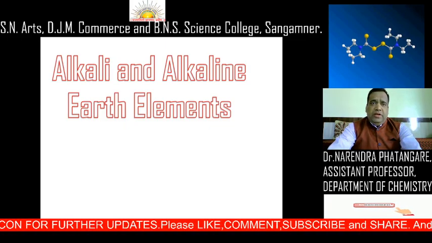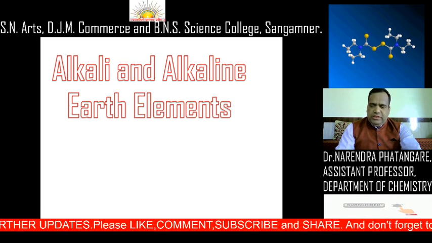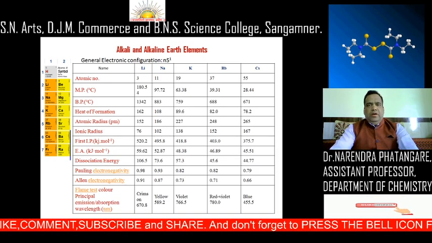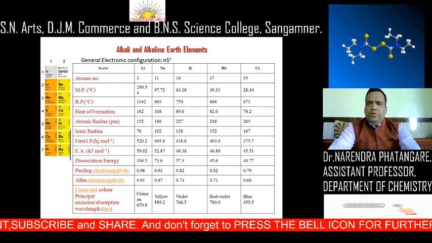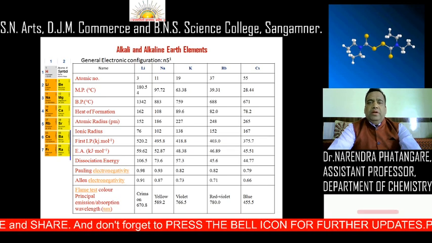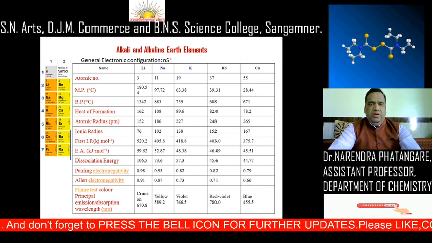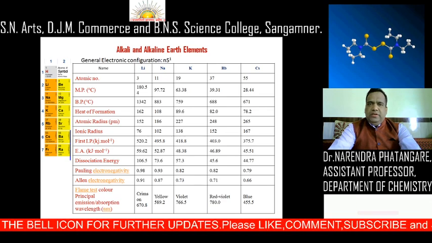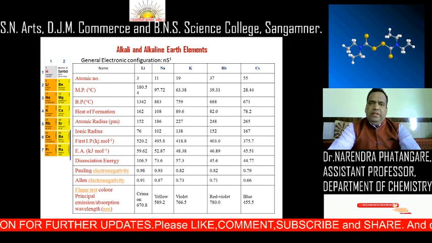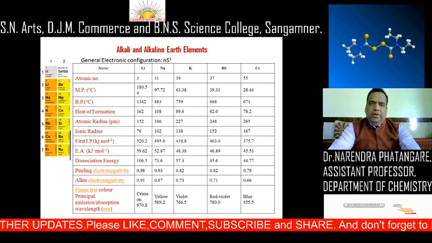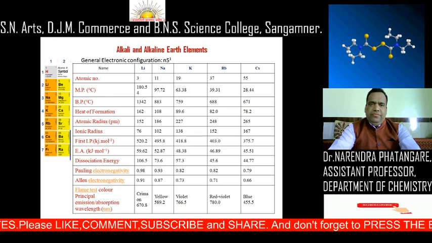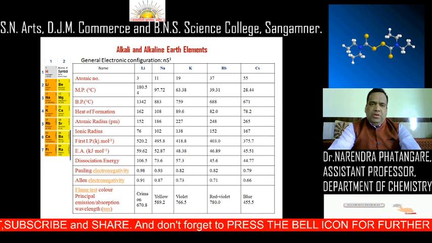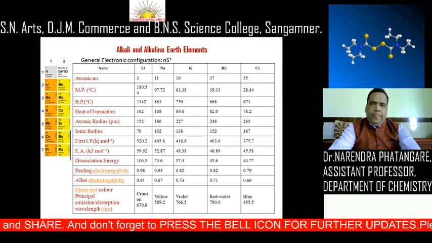Hello everyone. Today we are going to discuss the important concept of the periodic table, that is alkali and alkaline earth elements. Alkali and alkaline earth elements play a very important role in deciding the different properties of the different elements. Alkali elements are the primitive element hydrogen, which was already discussed, and the other elements are lithium, sodium, potassium, rubidium, cesium, and francium. And alkaline earth elements are beryllium, magnesium, calcium, strontium, barium, and radium.